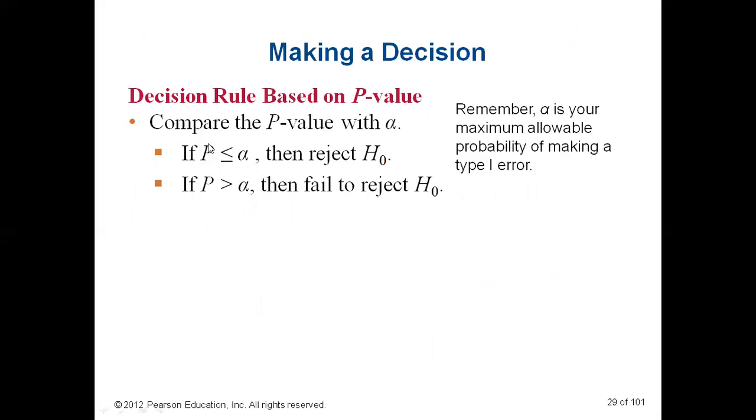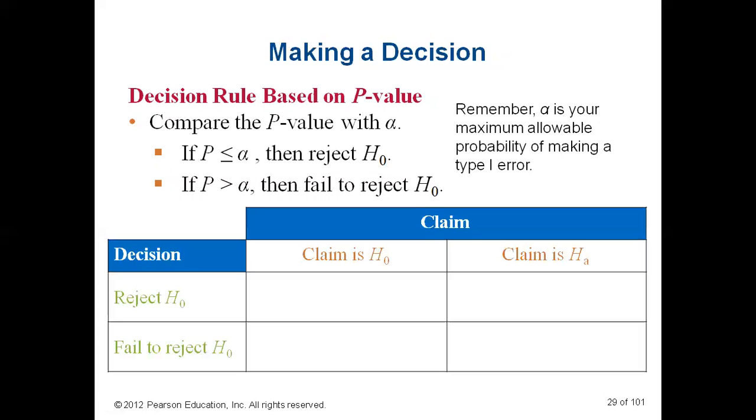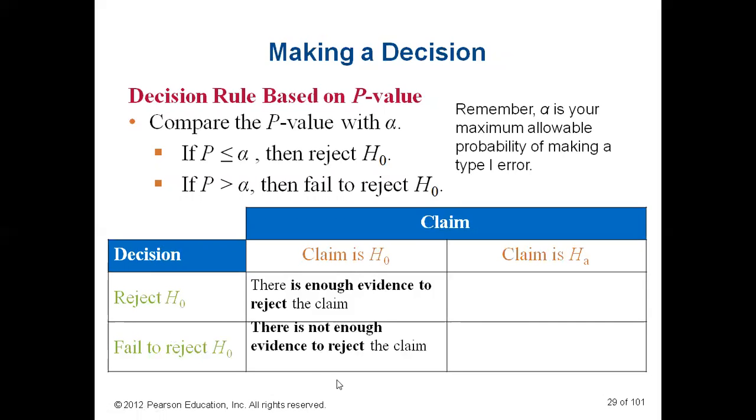This is the main statement on the basis of which we take the decision in a hypothesis test, and this decision rule is based on the p value. If p is less than or equal to alpha, then reject the null hypothesis. If p is greater than alpha, then we accept the null hypothesis; that is, we fail to reject the null hypothesis. So here is the claim and here is the decision: either we reject the null hypothesis or we fail to reject it. If the claim is the null hypothesis and we reject it, then there is enough evidence to reject the claim.